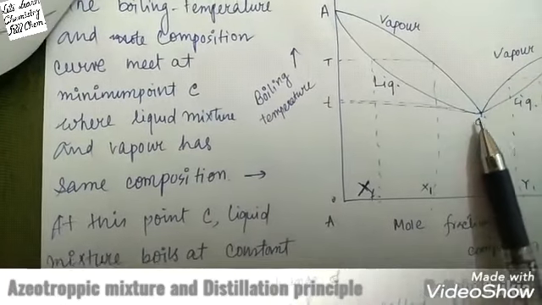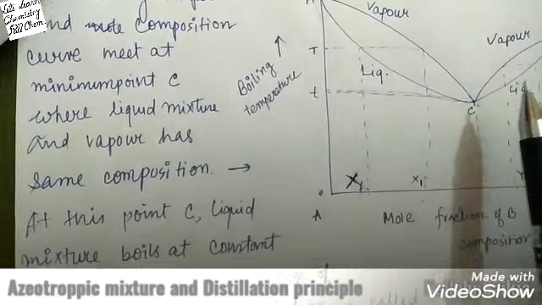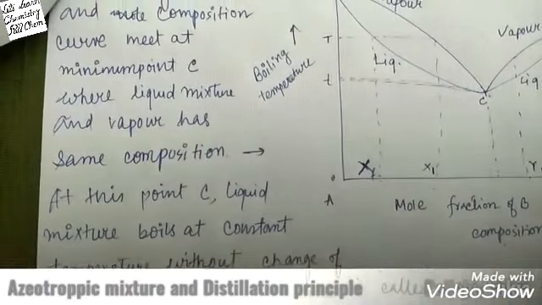So what is an azeotropic mixture? The boiling temperature and the composition curves meet at minimum point C, where the liquid mixture and the vapor phase have the same composition, and at this point C, the liquid mixture boils at constant temperature without change of the composition. Such a mixture is called a constant boiling mixture or azeotropic mixture.